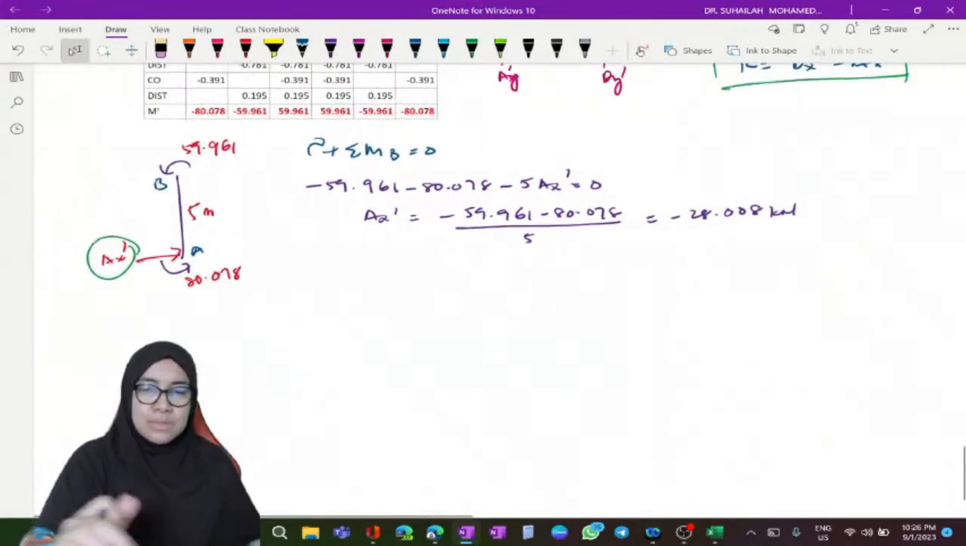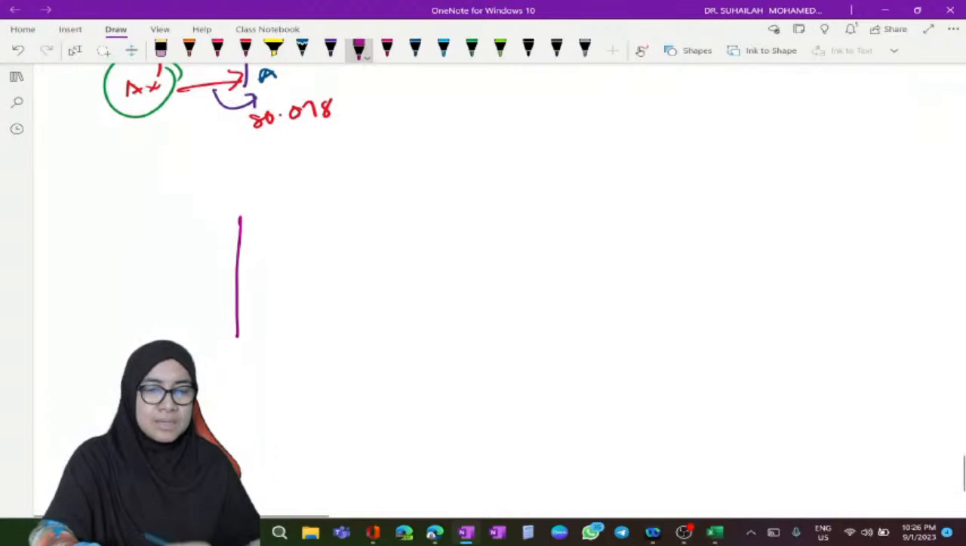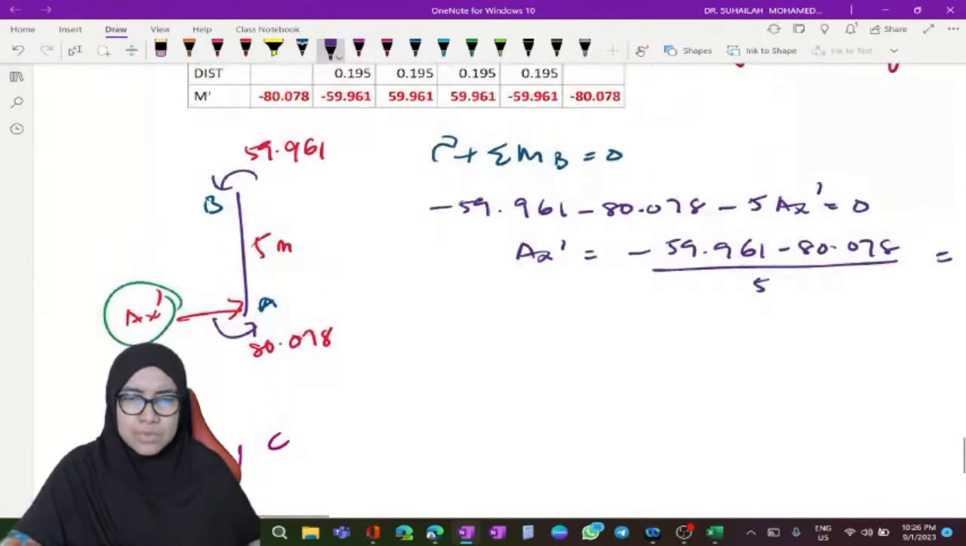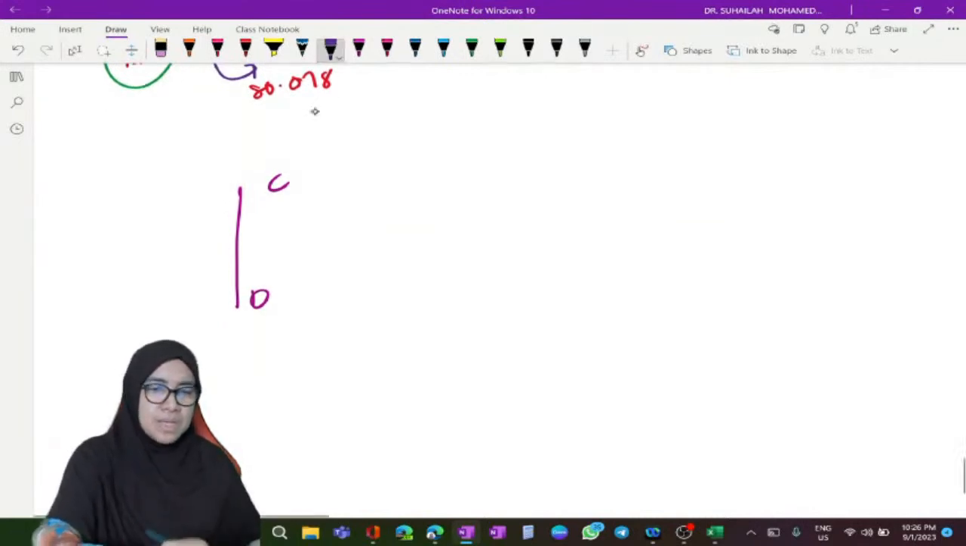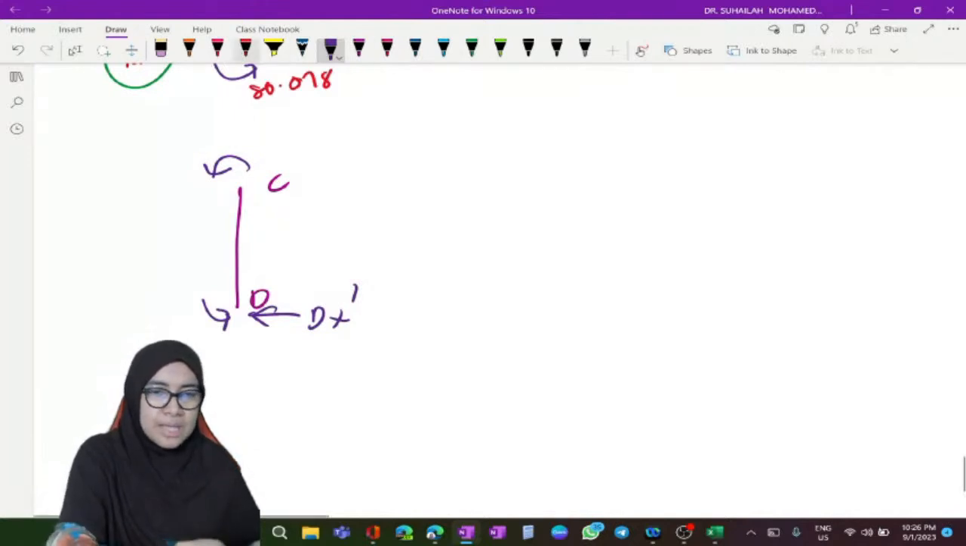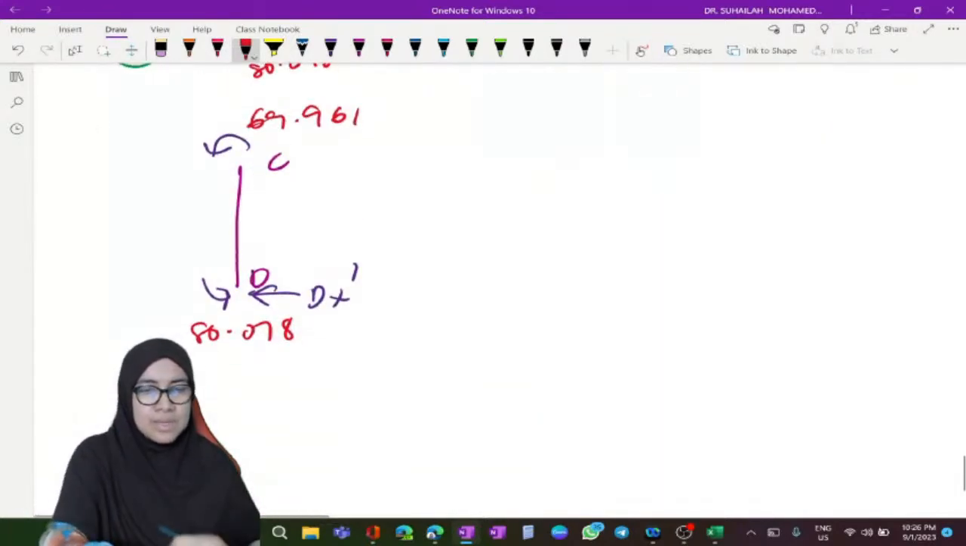Then we will do the same for column CD. So this is D, this is C. The moment, okay, exactly the same actually. It is also negative. Okay, this is also negative. And negative. So this is dx. So it is 80.078 and 69.961. Okay, 5 meter.